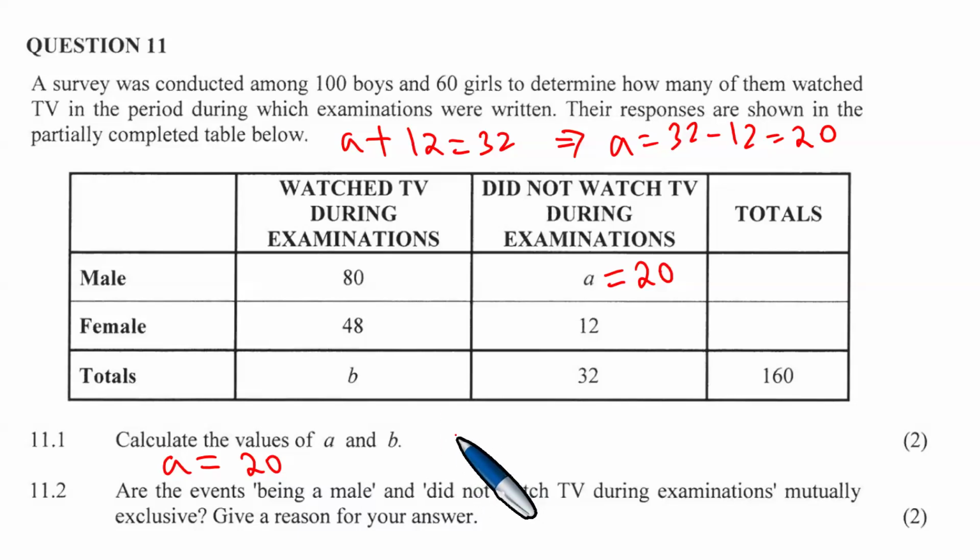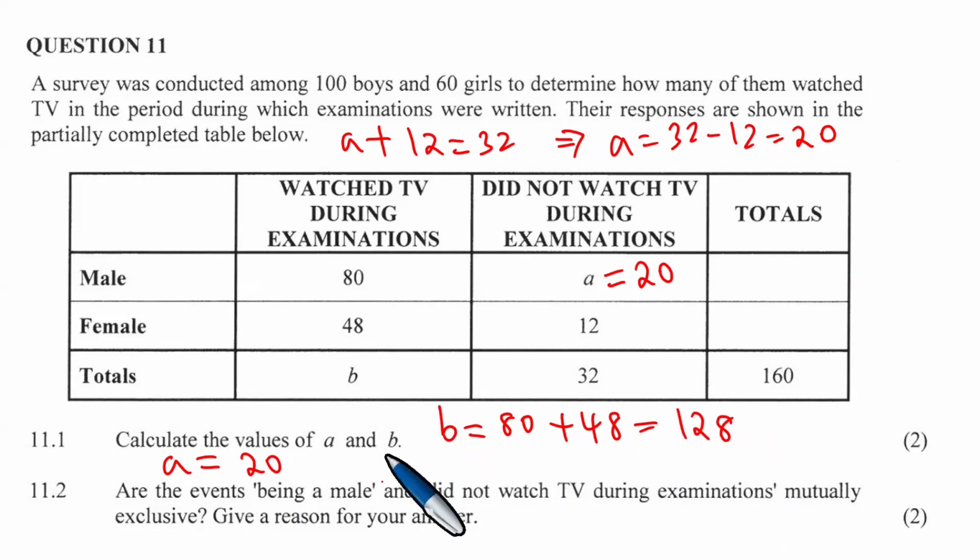Well done. Pekhalelo, you wanted to give the answer, right? Okay, so we add 80 and 48, and 80 plus 48 gives us 128, right? So we got that B is 128. Okay, so that's fine. I'm happy that you're able to get this one.